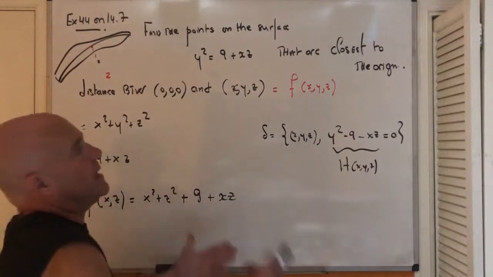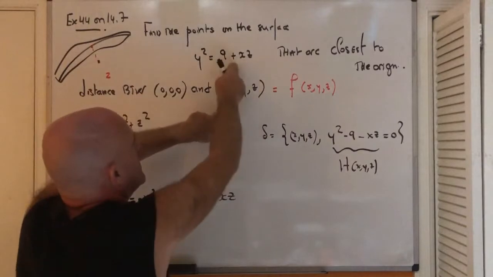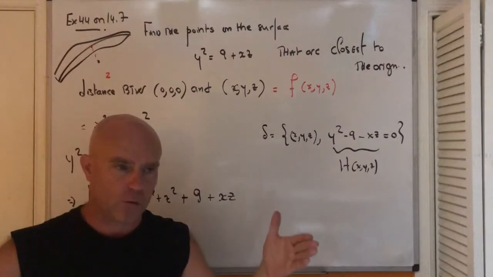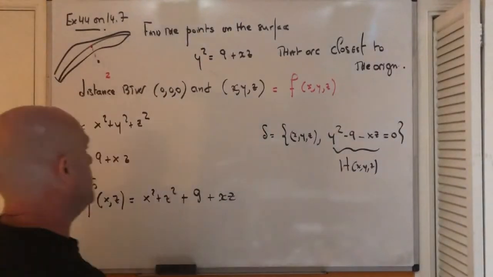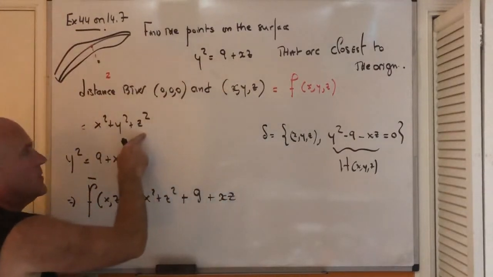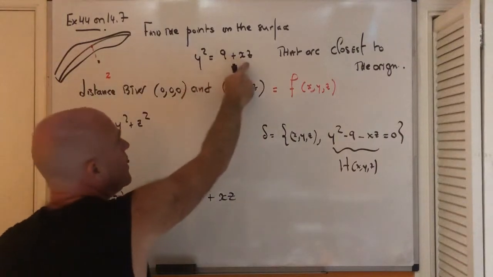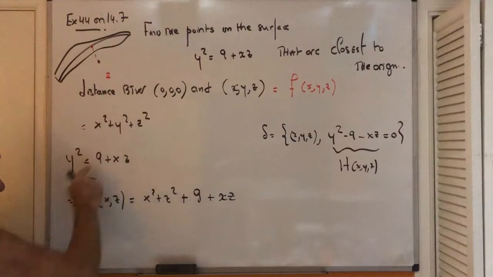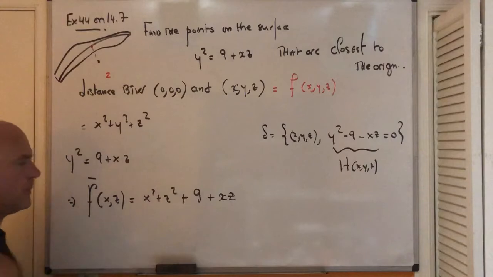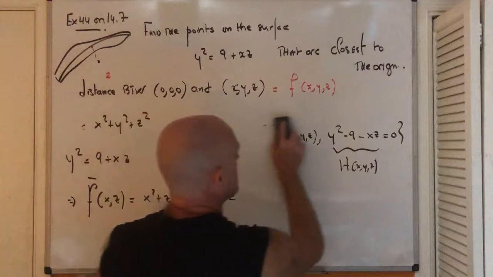But that's not quite what we want to do. We have to minimize something. What is to minimize? The distance between the origin and a point x, y, z that satisfies this. Minimizing the distance amounts to minimizing the square of the distance. If I consider the vector formed by this point and the origin, the square of the norm of this vector is given by this. So this is the function I have to minimize, requiring that this holds. If this holds, I can replace y squared by 9 plus xz, and the function now to minimize is this one.